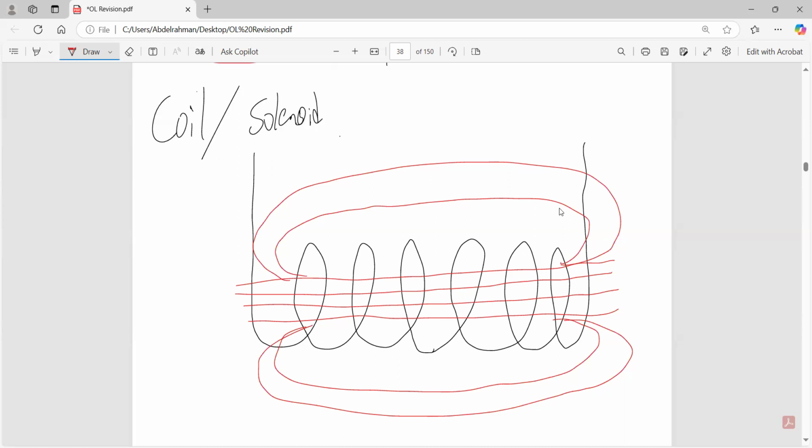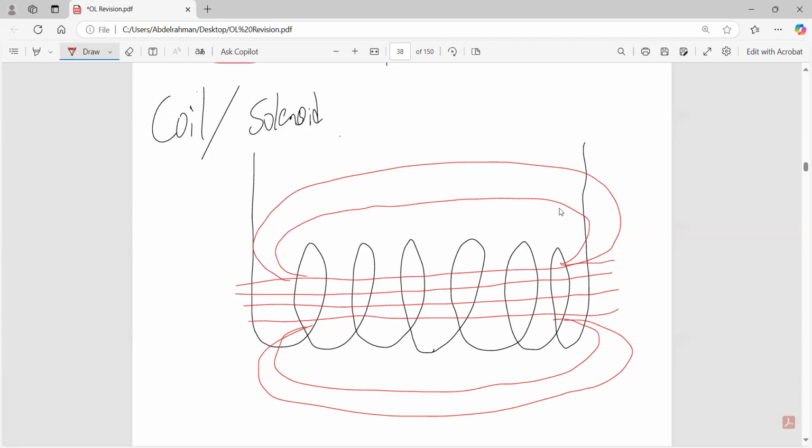The more difficult part is, where is the North Pole and where is the South Pole? Honestly, you don't have that many questions in paper 4 or paper 2 asking you about the direction of the magnetic field in a solenoid.